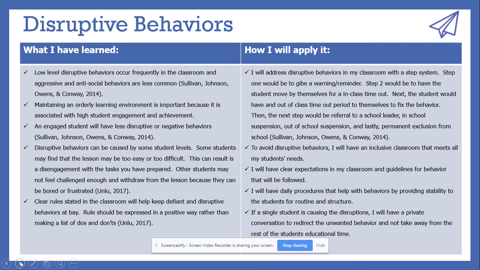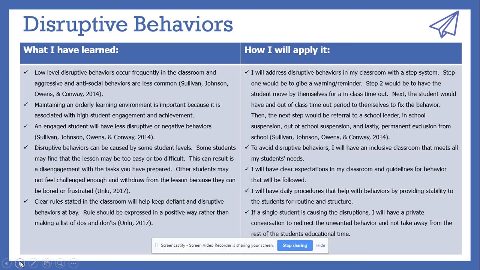Disruptive behaviors can be caused by student levels, and some students may find that the lesson is too easy or too difficult. This can result in a disengagement with the tasks that can result in negative behaviors. Other students may not feel challenged enough and withdraw from the lesson because they could be bored or frustrated. Clear rules stated in the classroom will help keep defiant and disruptive behaviors at bay, and rules should be expressed in a positive way rather than making a list of do's and don'ts.